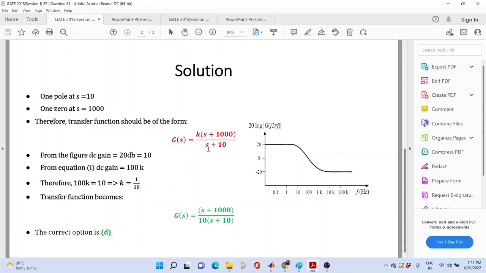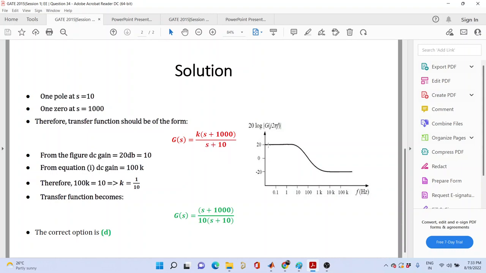So if you put S equal to 0, what I am going to get is 100K. That is what I have written, 100K. Now this 100K is equal to the gain at this frequency, that is at very low frequency, that is 0 frequency. So the DC gain means the gain of the system when the excitation frequency is very low. That is what we call the DC gain. So if we put S equal to 0, we get 100K as the DC gain.